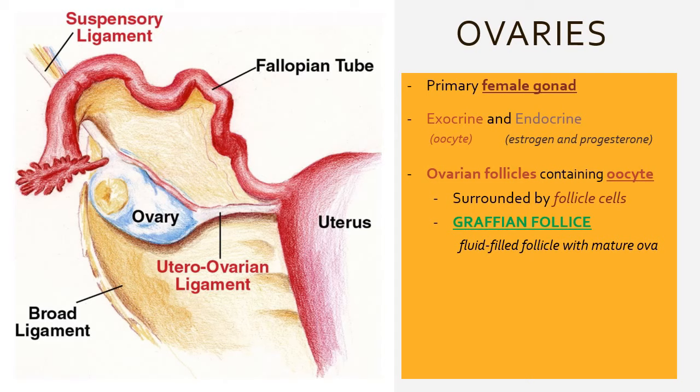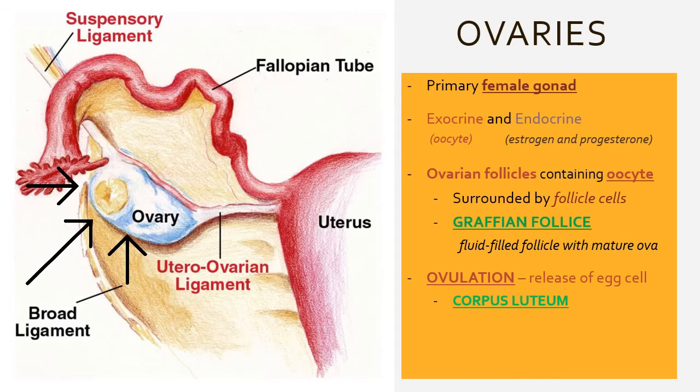When a developing egg is mature, the follicle ruptures and ejects the egg. This phenomenon is called ovulation. We will look more into ovulation as we discuss the menstrual cycle. After ovulation, the ruptured follicle becomes a very different looking structure. It will now be known as the corpus luteum.